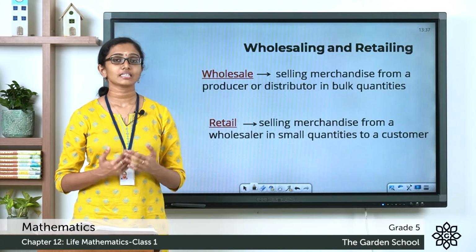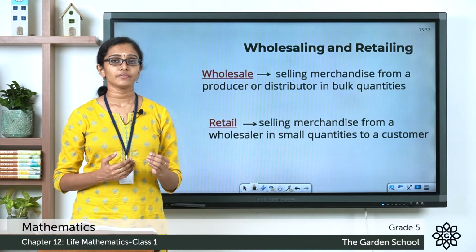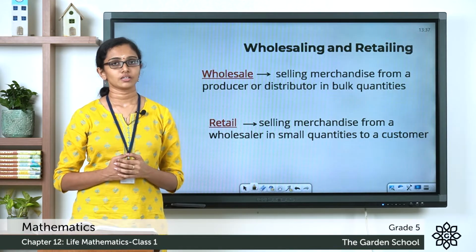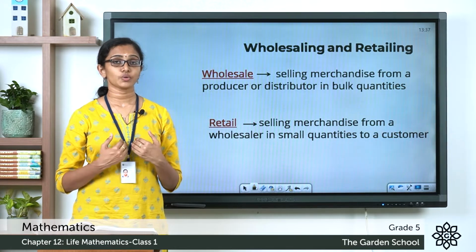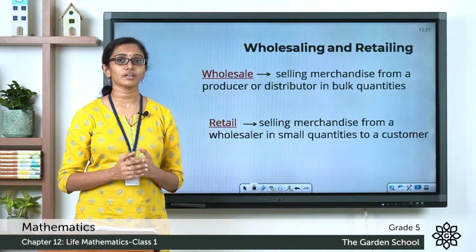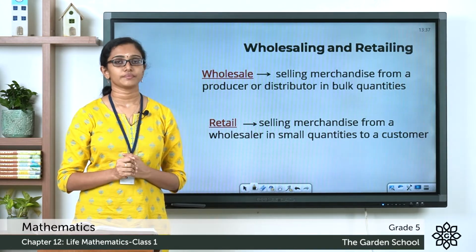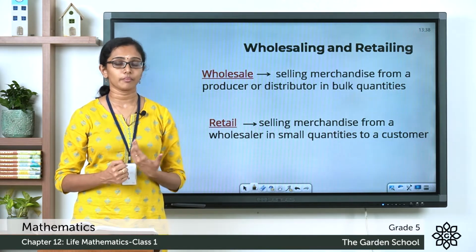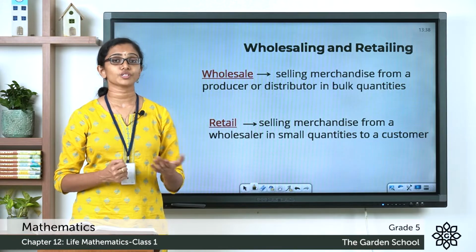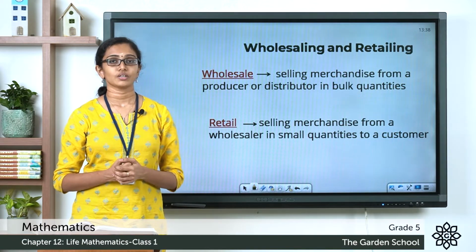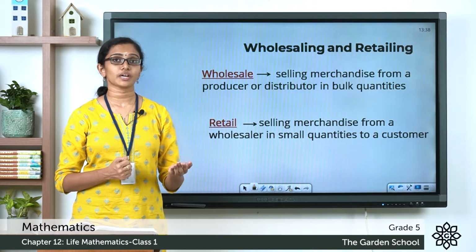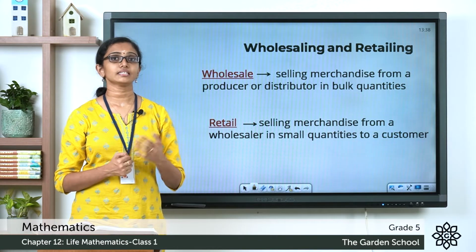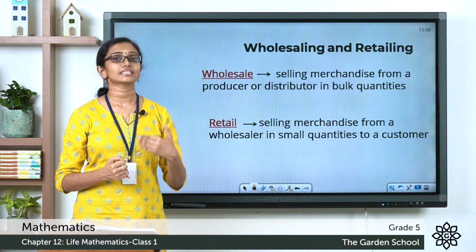Now, if I am selling something to someone, I will sell it at a particular price. The price at which I am selling that good to someone is called its selling price. And the price at which he or she buys it from me, that's called its cost price or buying price. So what is cost price? Cost price is the buying price and selling price is the price at which you are selling something.